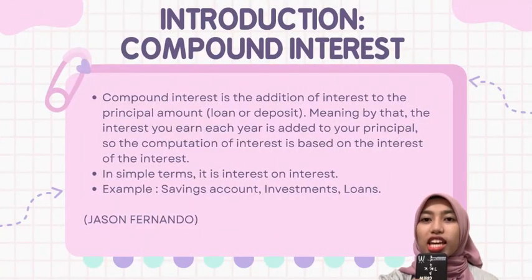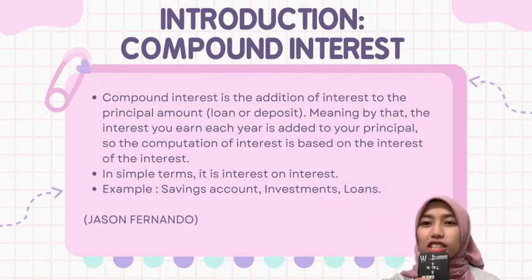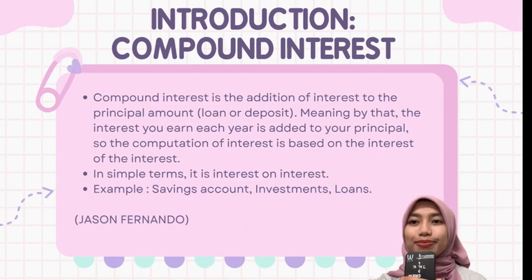Compound interest is the addition of interest to the principal amount, loan or deposit. Meaning by that, the interest you earn each year is added to your principal, so the computation of interest is based on the interest of the interest. In simple terms, it is interest on interest. Examples: saving account, investment, loan.